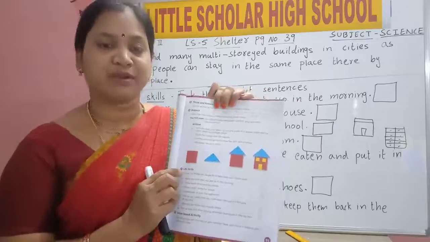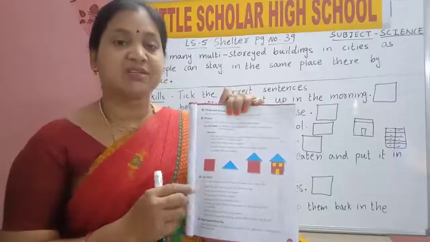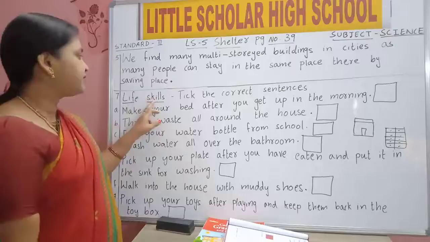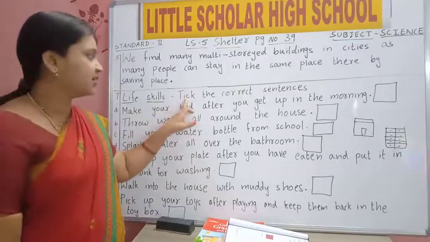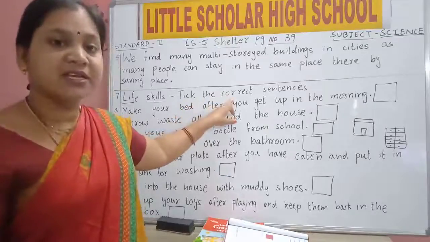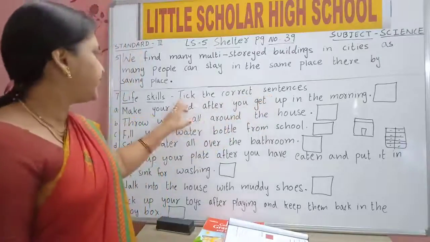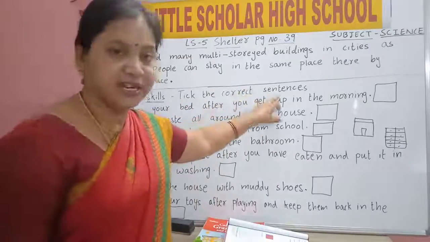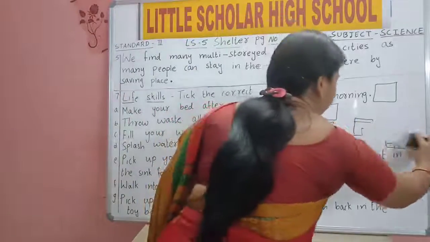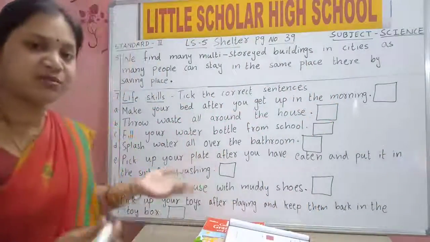Now we will go to 7th one. I have already written questions on the board. We will read it on the board. Whichever is the correct sentence, we should tick the correct sentence. Now see, life skills. Tick, the, correct, sentence. Tick the correct sentence. Now we will read few sentences that are given. We will read the sentences and whichever is correct, for that we will put a tick mark, and whichever is not correct, we will leave that.